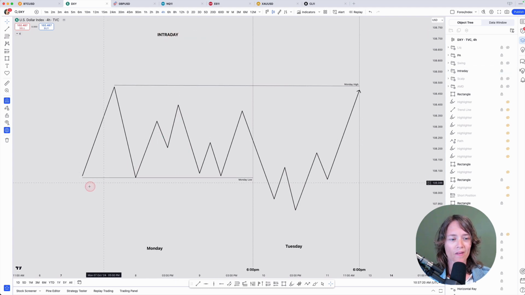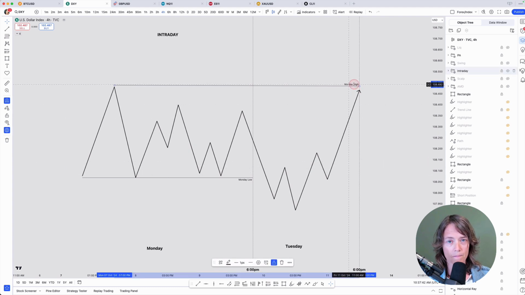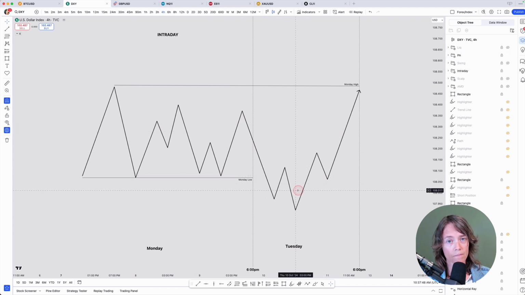Well, our range is not Asia, but Monday, the entire price action of Monday. And what we then do is then on Tuesday, we look for a raid, in this case of the Monday low liquidity, look for that reversal play throughout the day to target Monday high. This is an intraday play you look for on the specific Tuesday.